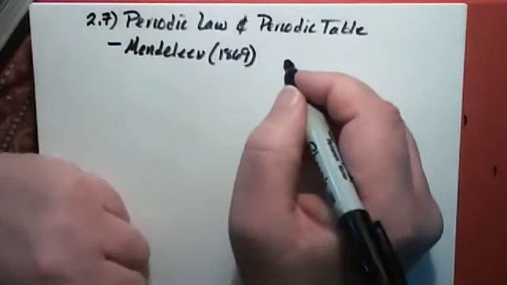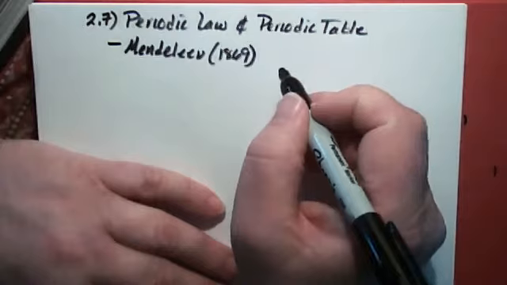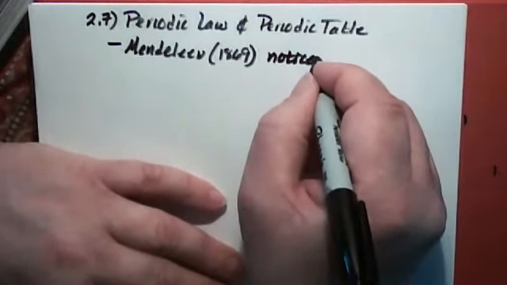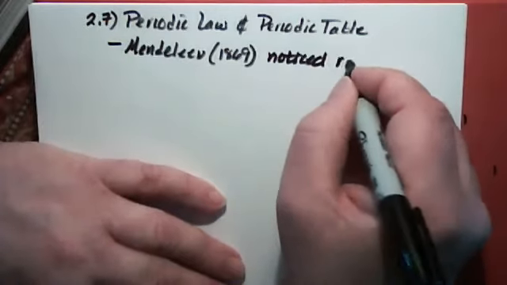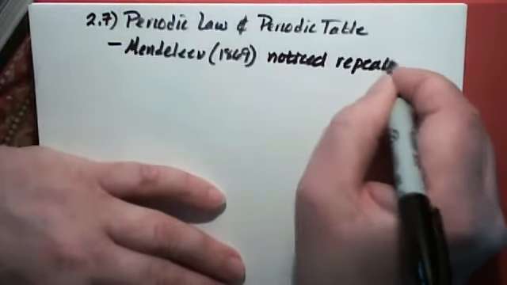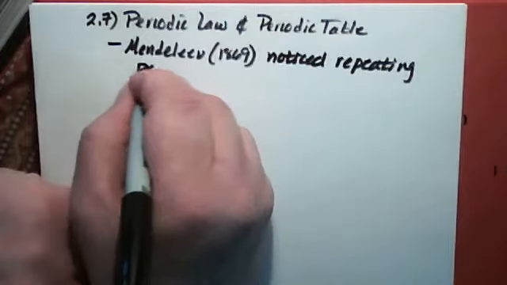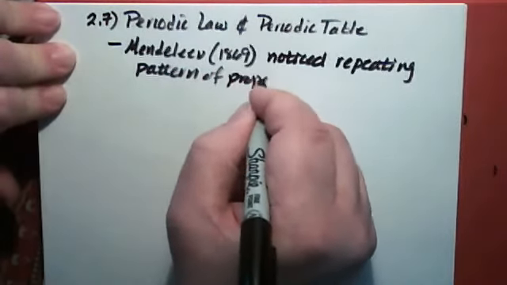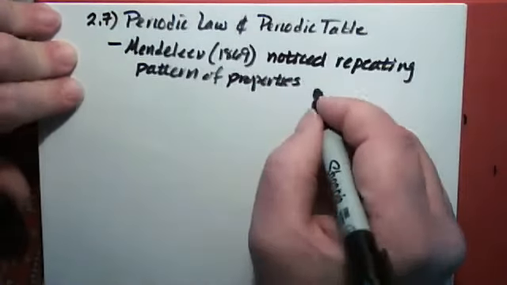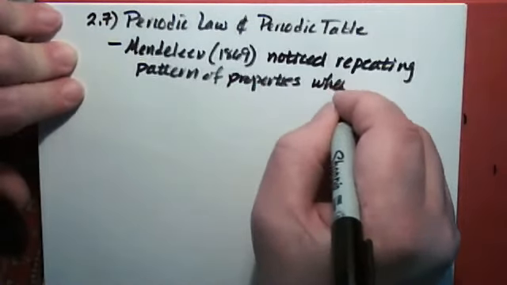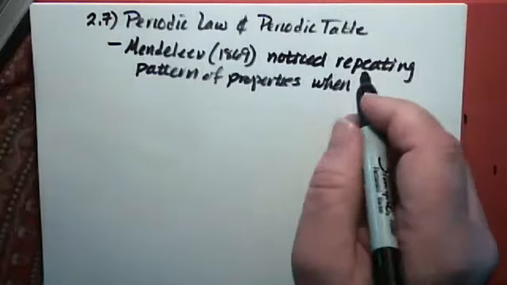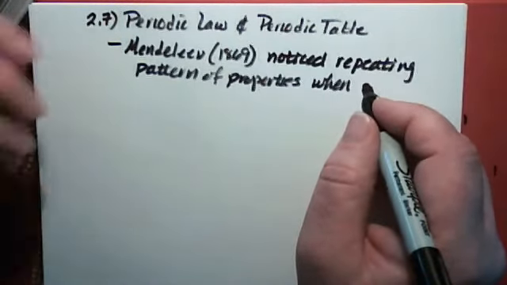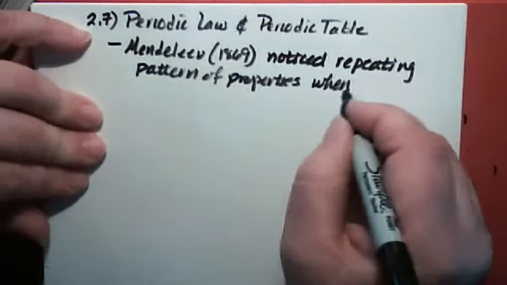And in 1869, so just over 150 years ago, he noticed certain repetitions in properties. And what he did was he took and arranged the known elements at the time, which there's only about 65 of the elements that we know today. And he arranged them in order of increasing mass.